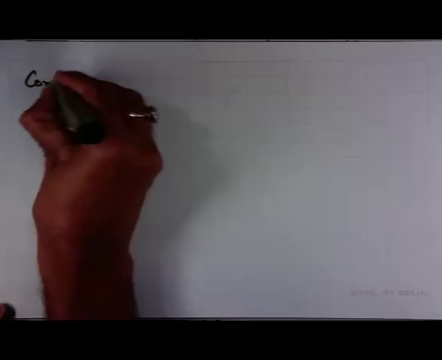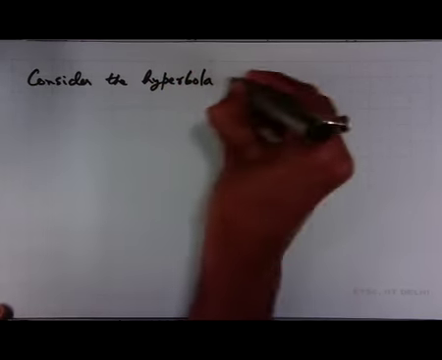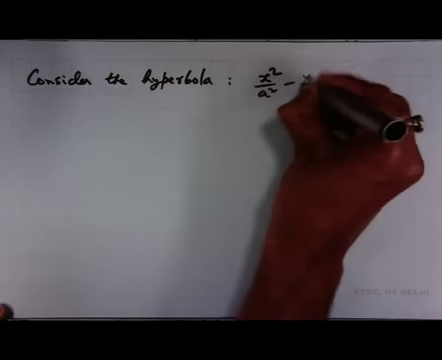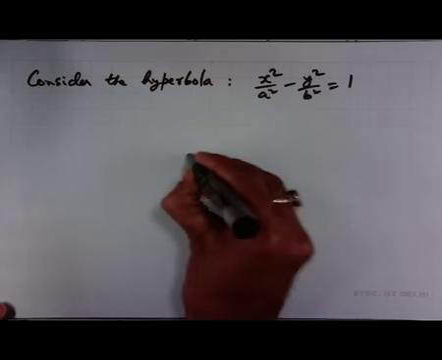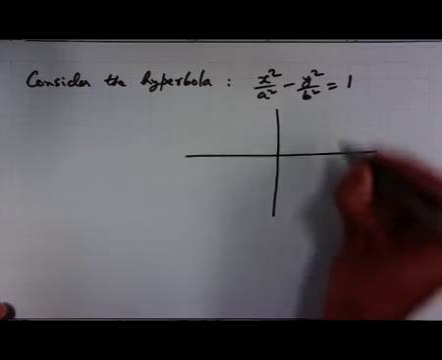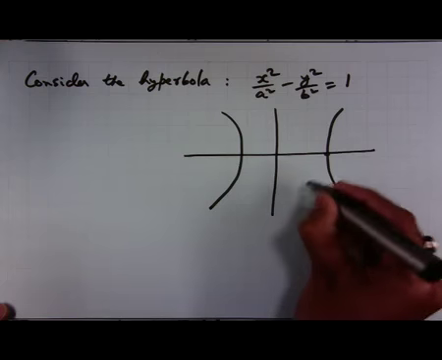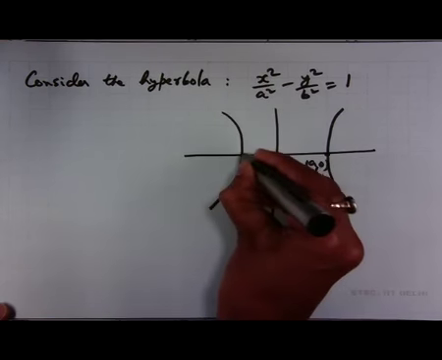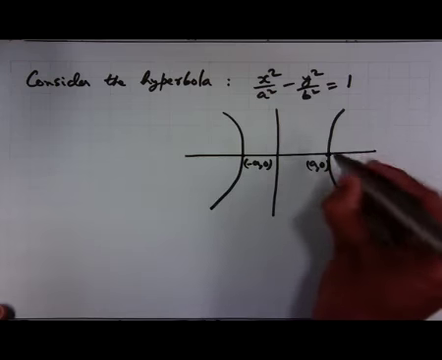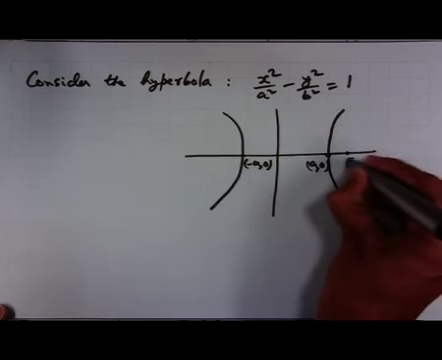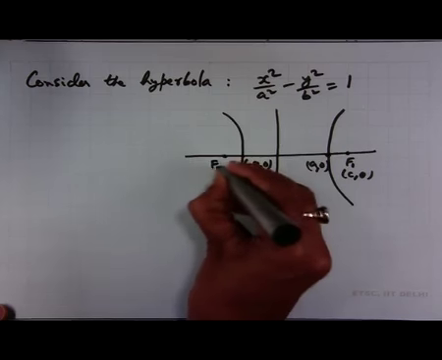So, consider the hyperbola x square by a square minus y square by b square equal to 1. So, here the vertices are a comma 0 and minus a comma 0. And focus F 1 is c comma 0, there is another focus here F 2, minus c comma 0.